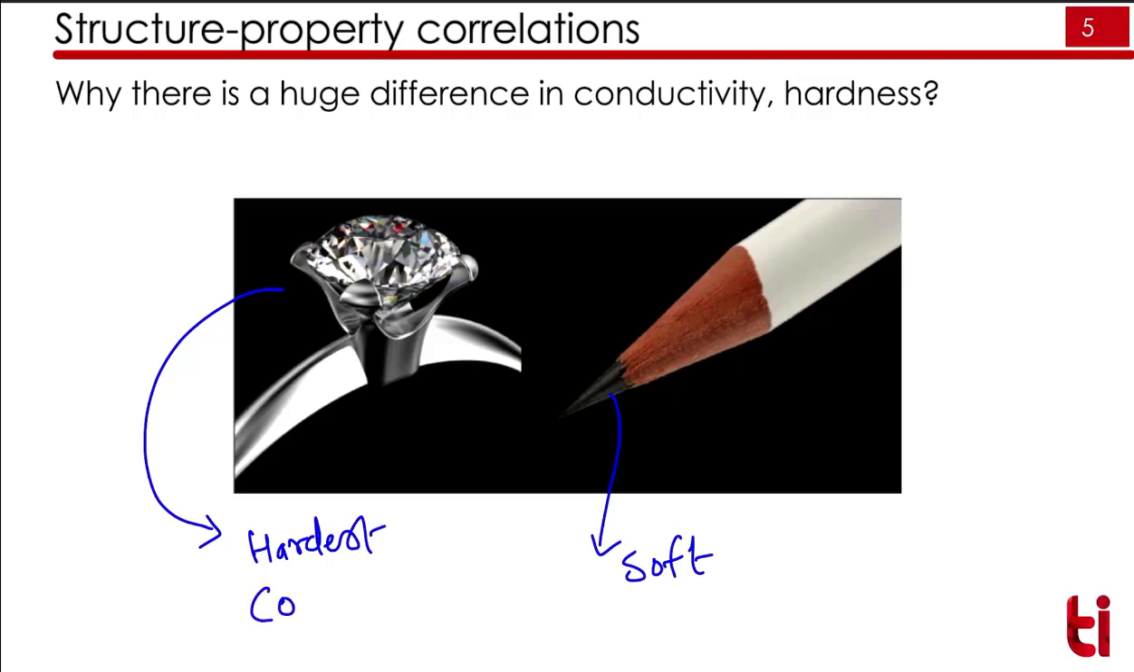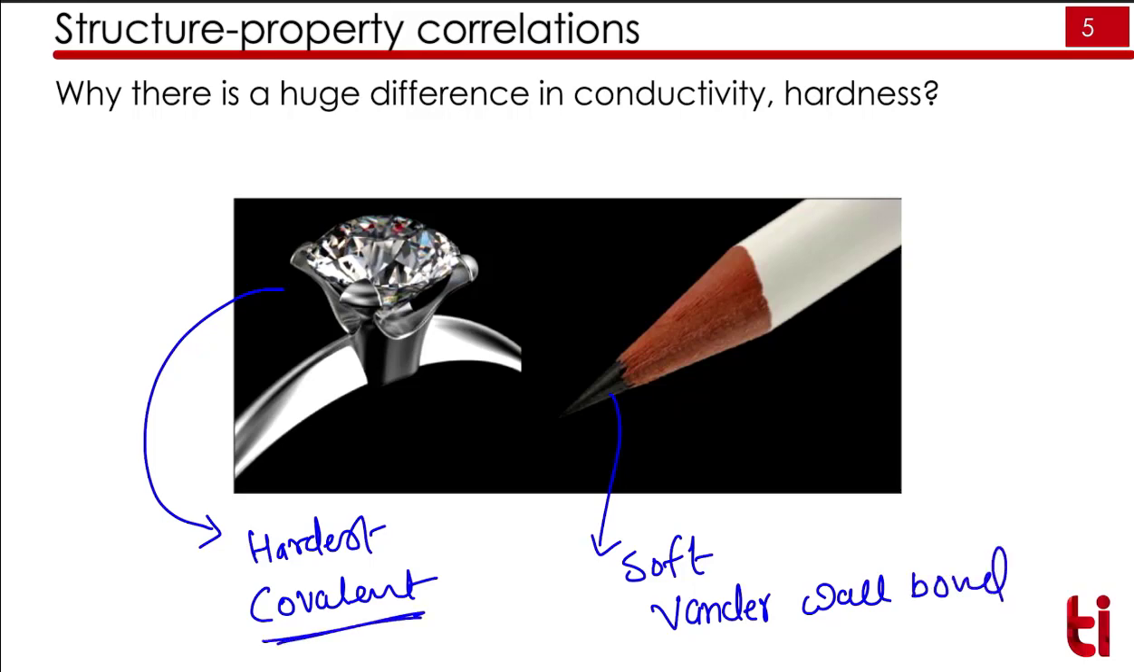This has a covalent bond and this has a soft van der Waals bond. Due to covalent bonding, diamond is the hardest or strongest in nature, and it has sp3 hybridization. The graphite has van der Waals bonding and it has sp2 hybridization. So again we have seen one example. The material is the same, that is carbon. There is only a change in the structure, and due to that structure the properties change.